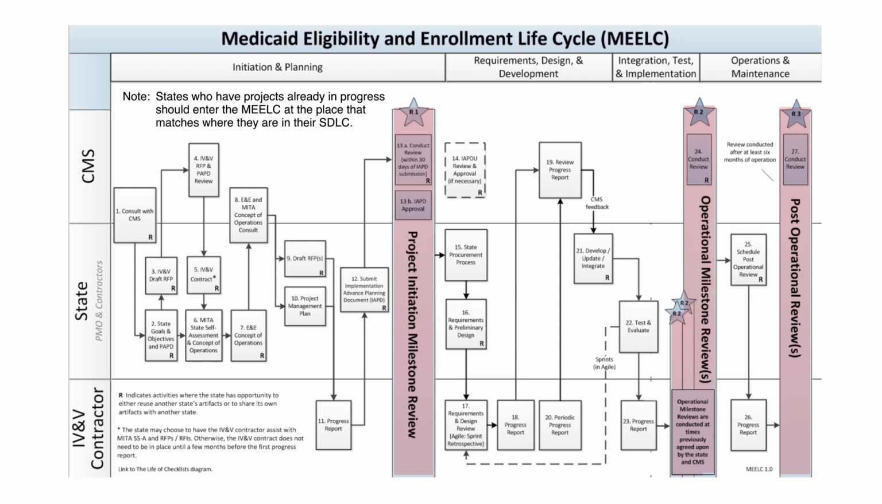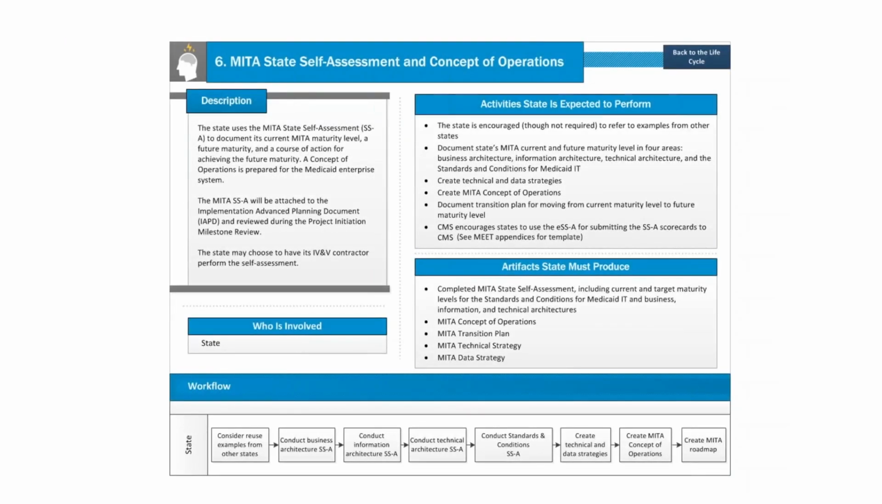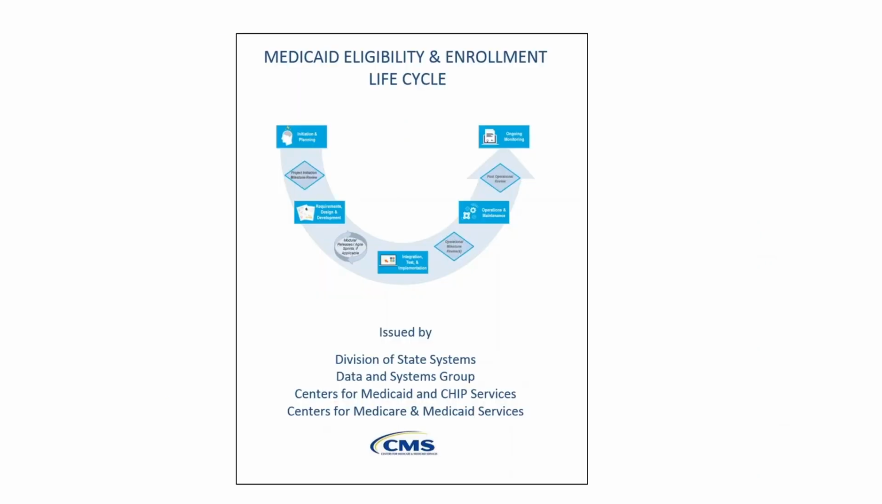States should work with their E&E analysts to determine the most appropriate place to enter the MEELC, since many states have development projects already in progress or systems in operation. When any activity in the diagram is clicked, the reader is taken to an at-a-glance sheet. These quick reference pages summarize the purpose of the activity, who is involved, what is expected, and the lower-level steps. Greater detail about each activity can be found in the E&E Lifecycle document.